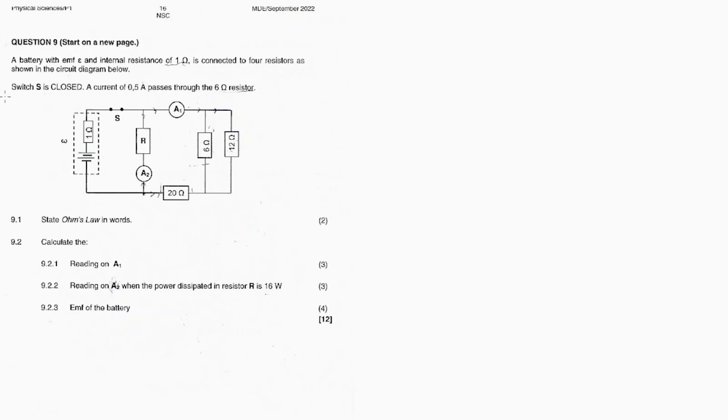And then another thing, they specify a current of 0.5 amperes which passes through the 6 ohm resistor. So I see a note there. So we will say 0.5 amperes current is flowing through the 6 ohm resistor.